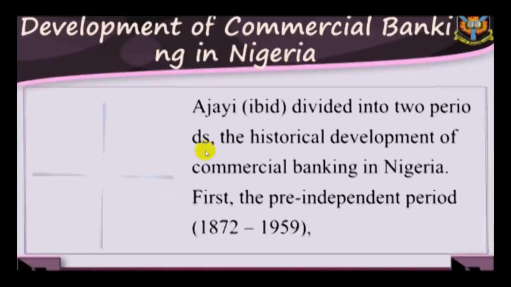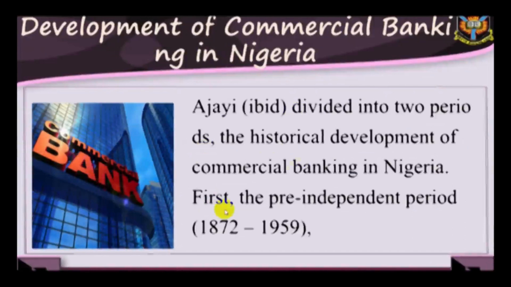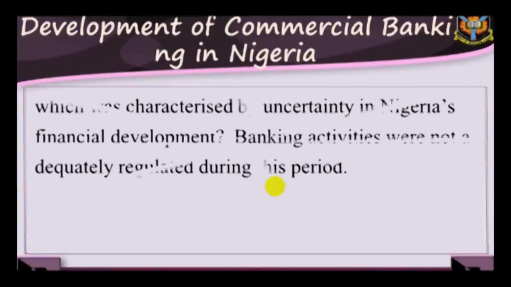Development of commercial banking in Nigeria. Ajayi divided the historical development of commercial banking in Nigeria into two periods. First, the pre-independence period, 1872 to 1959, which was characterized by uncertainty in Nigeria's financial development. Banking activities were not adequately regulated during this period.